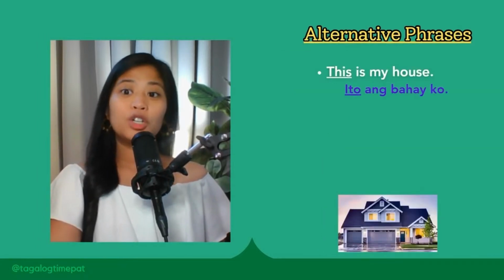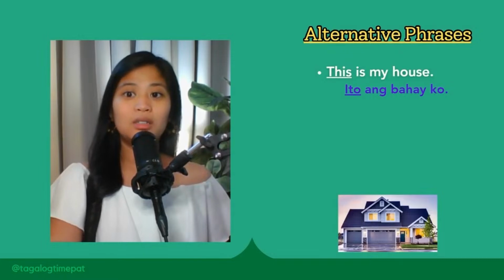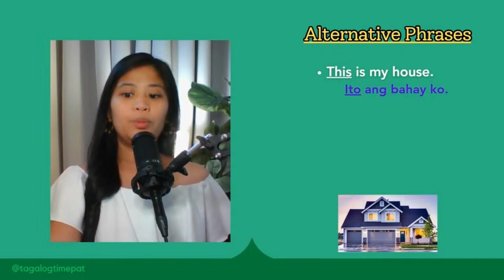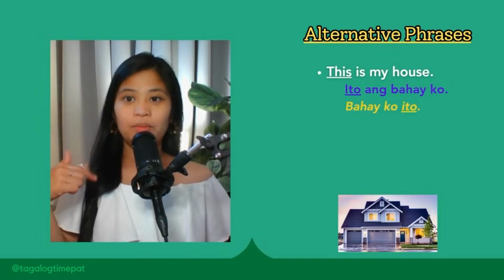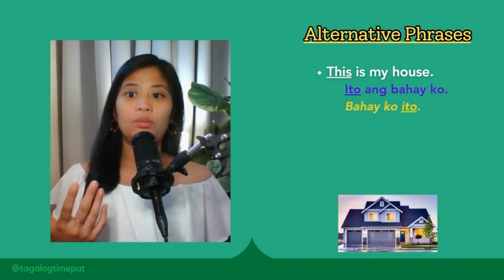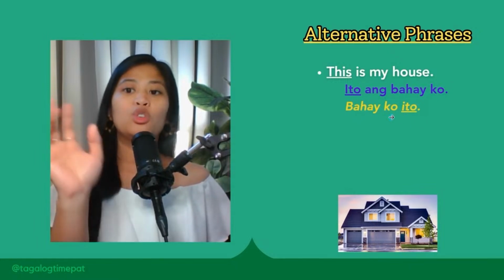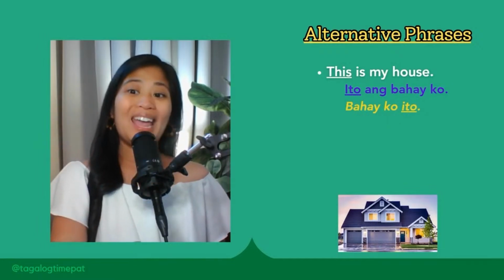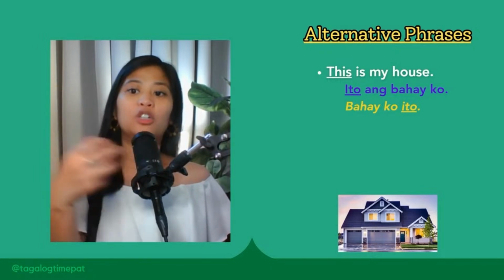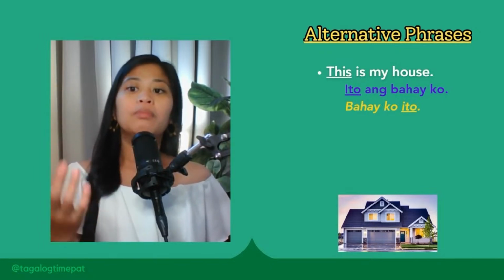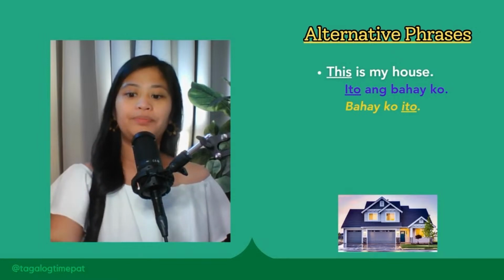Now there is an alternative way to say these phrases, which is still correct. So this is my house, we just learned, ito ang bahay ko. You might also hear it as bahay ko ito. So it's using that demonstrative pronoun ito, and then there's the object and the pronoun. The word order is switched up and we took out the word ang. It's just kind of included in that phrase already. Bahay ko ito, this is my house.